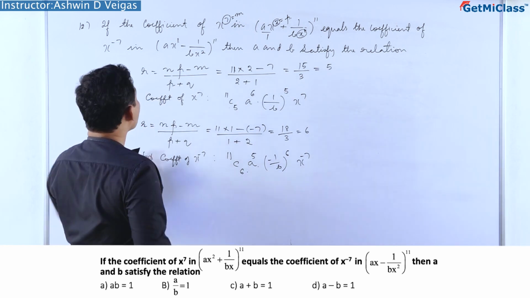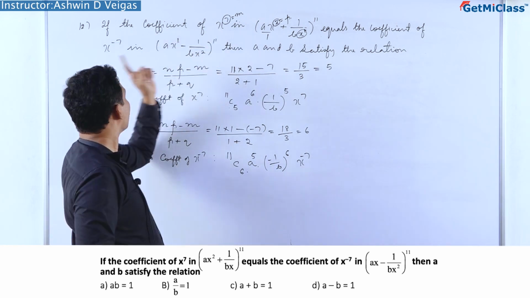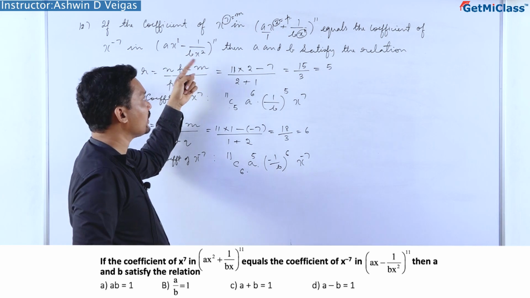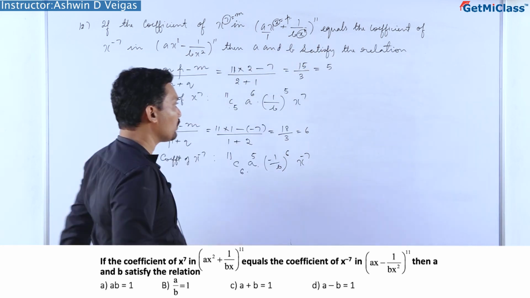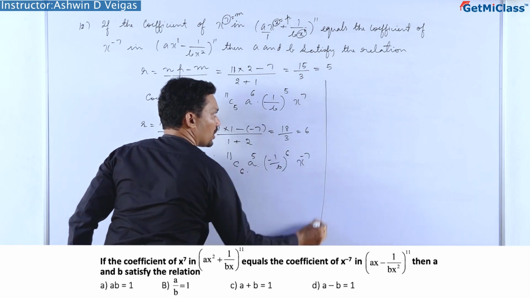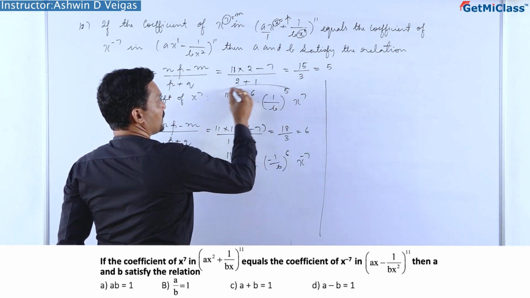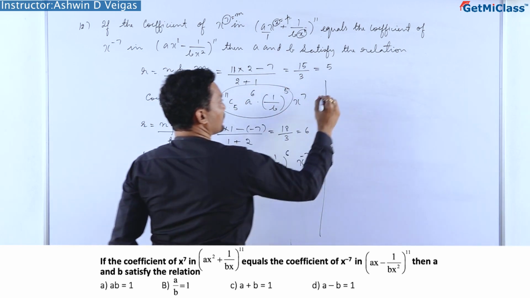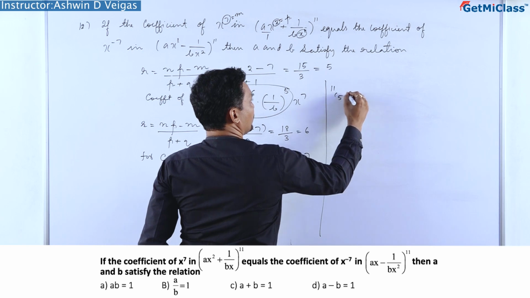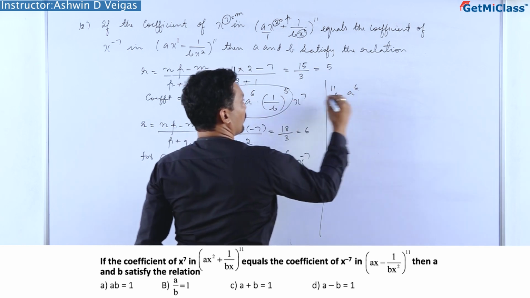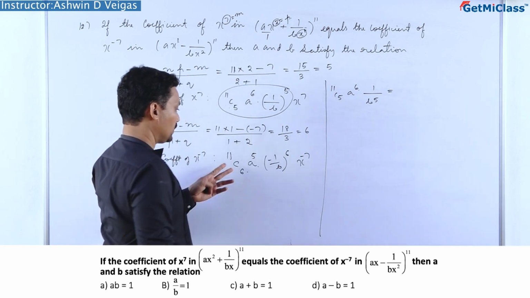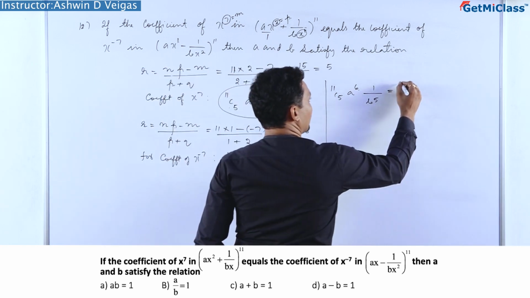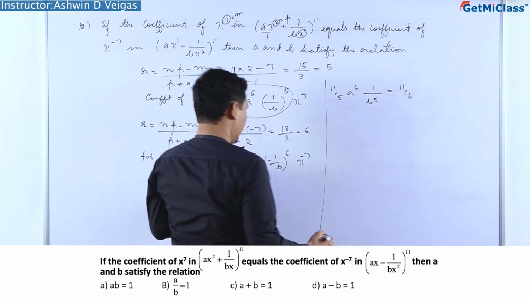Now, they are talking only about the coefficient of x^7 and the coefficient of x^-7, and they are telling us those two coefficients are equal. That means, from the data, what follows is that this coefficient, 11C5 a^6 (1 by b^5), should be equal to this coefficient, 11C6 a^5.